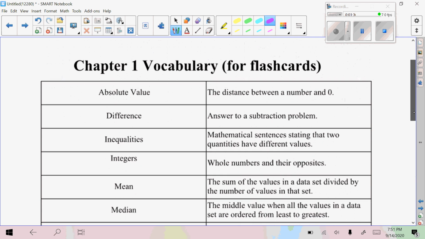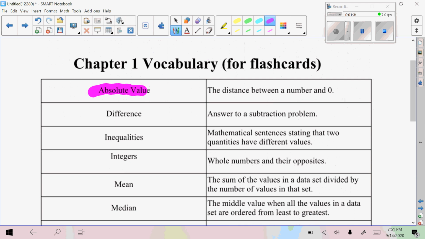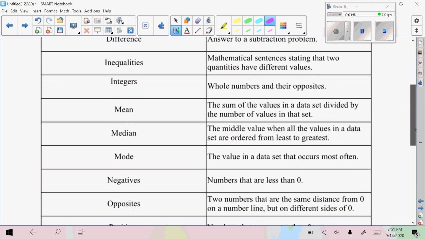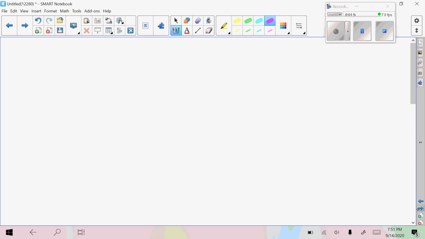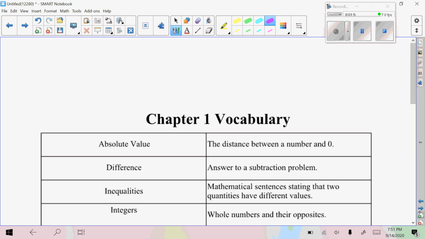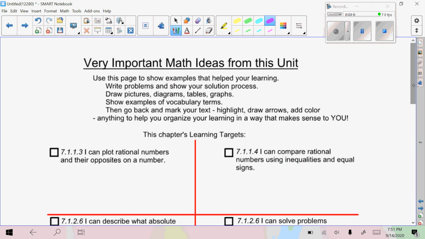These are some important vocab. Today, the important word we're going to talk about is absolute value. We're going to talk about how it's the distance between a number and zero. And then some other words that we use a lot are in here. This is just a blank page if you want to put some notes there. And there's an extra vocab thing there if you want to take some out and make some flashcards to help you learn.